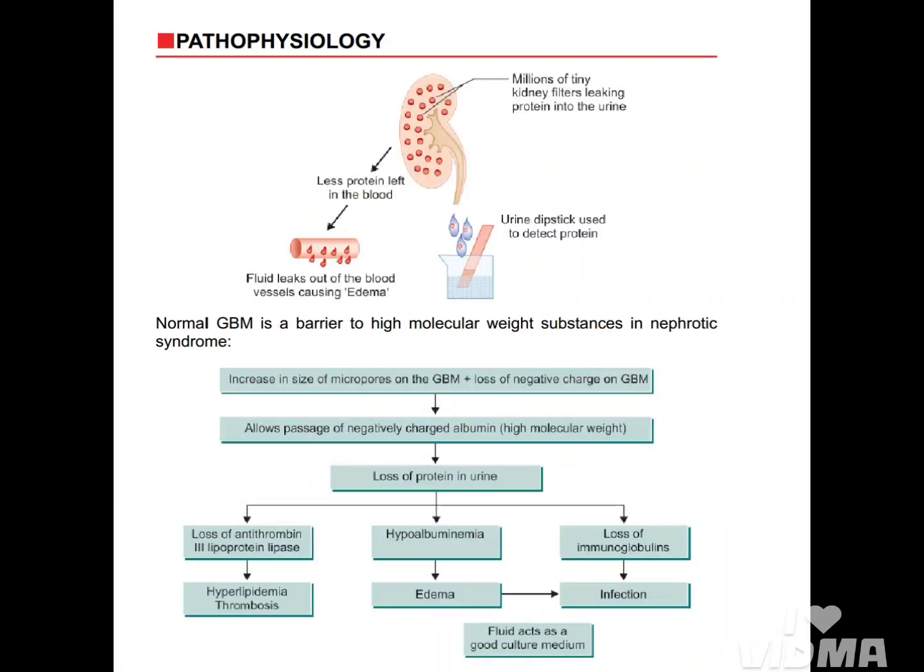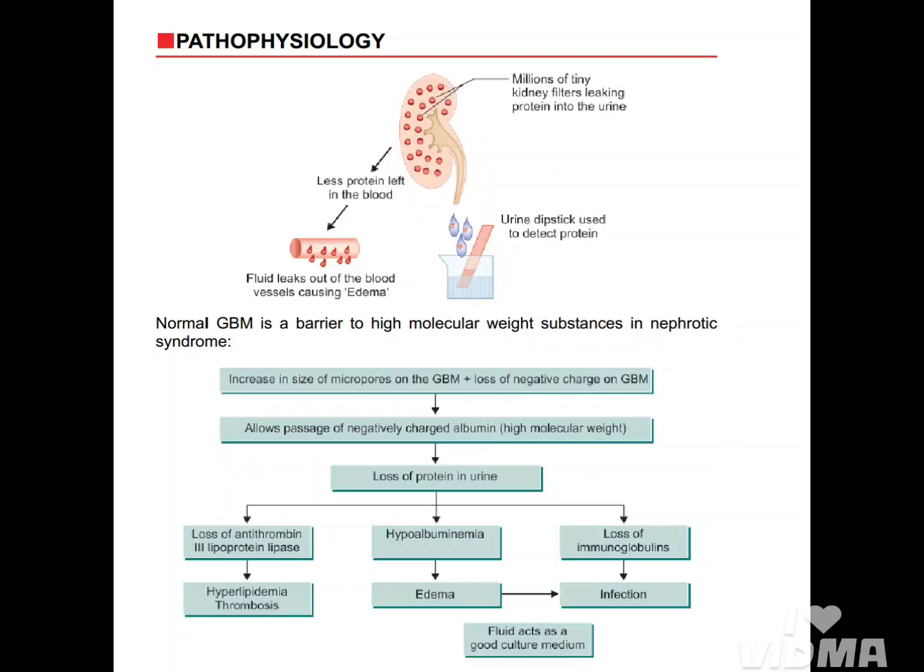There is the glomerular basement membrane, GBM, in the kidney. A normal kidney does not allow the passage of high molecular weight substances, but in nephrotic syndrome there is an increase in the size of the micropores in the GBM that leads to loss of the negative charge of the GBM, which allows the passage of the negatively charged albumin, a high molecular weight protein.